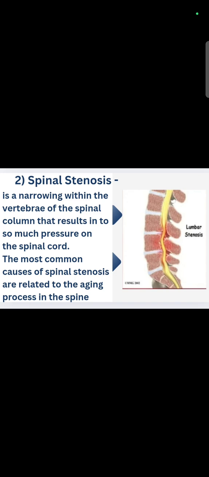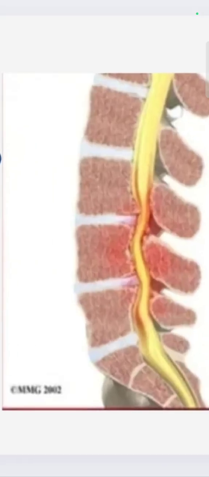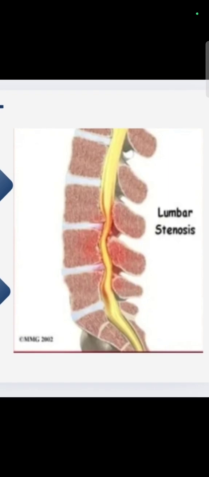The second most important cause of the sciatica disease is spinal stenosis. What is spinal stenosis? As in this photograph, you can see, spinal stenosis means the gap between the two vertebrae is reduced. Due to the reduction in the gap between the two vertebrae, there is a compression of the spinal nerve, that is, the compression of the sciatic nerve, which causes the sciatica disease.